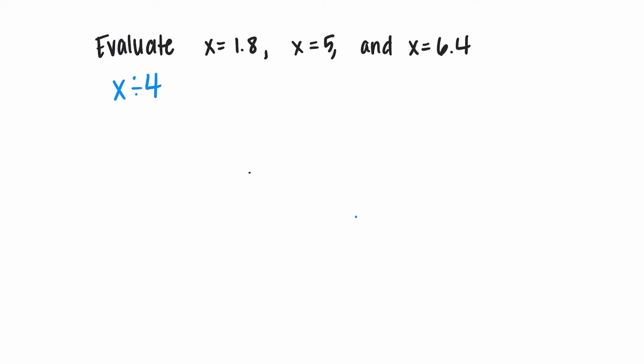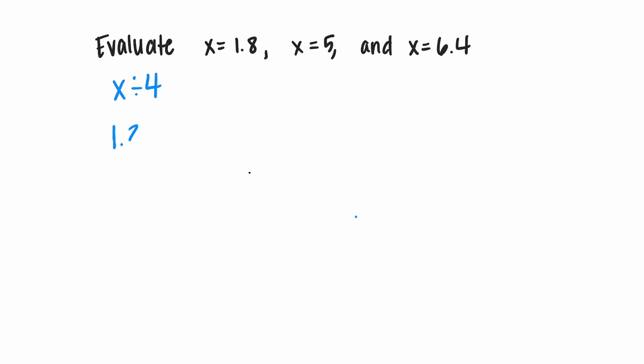So in the blue, we have our algebraic expression here, so x divided by 4. Because we have our x value, that means whenever I see an x, I'm going to plug in this value. So essentially, I'm doing the problem 3 separate times. I'm going to start with this first one, x equals 1.8. So wherever I see an x, I'm going to put 1.8.